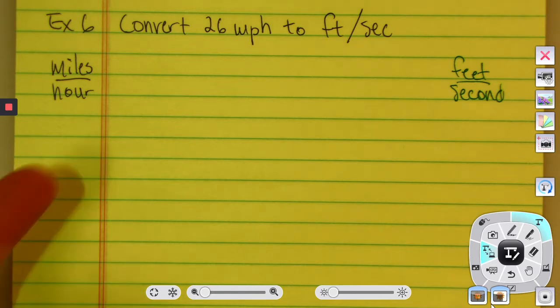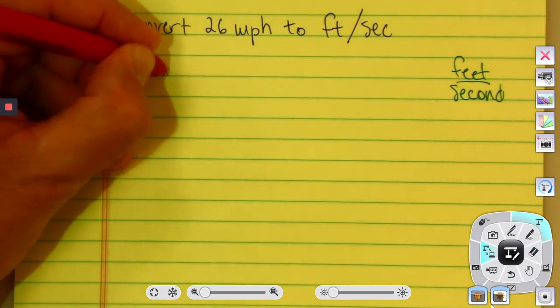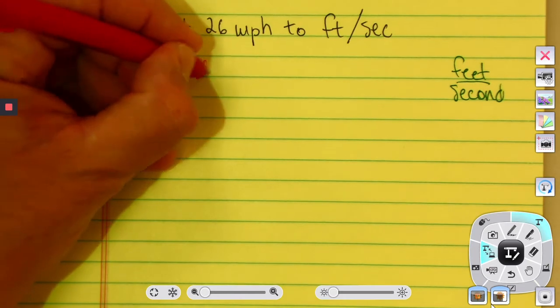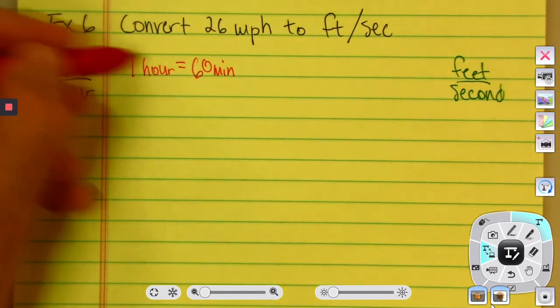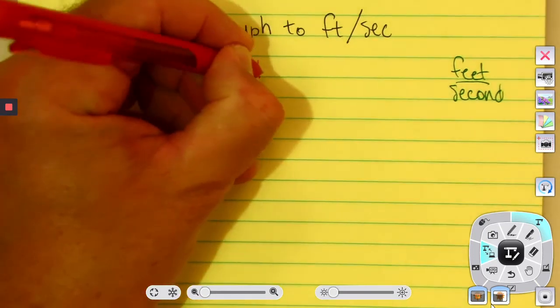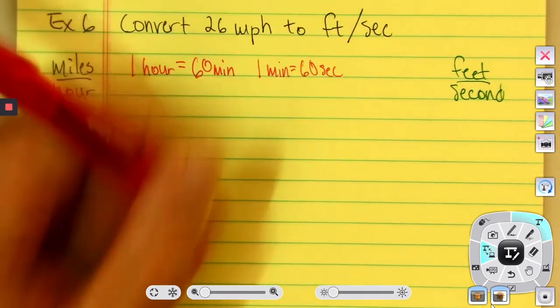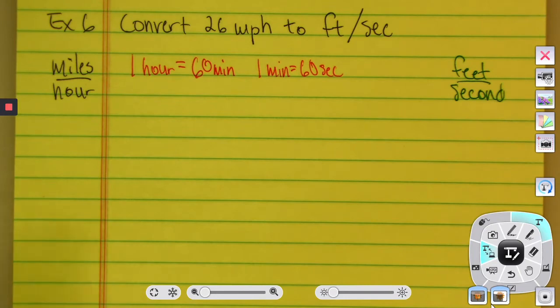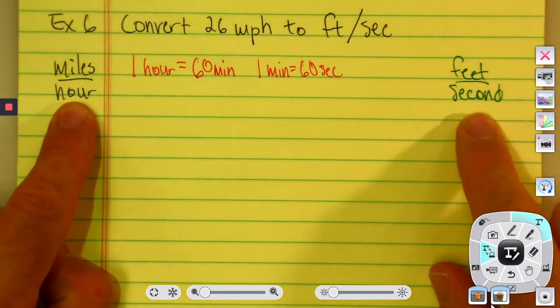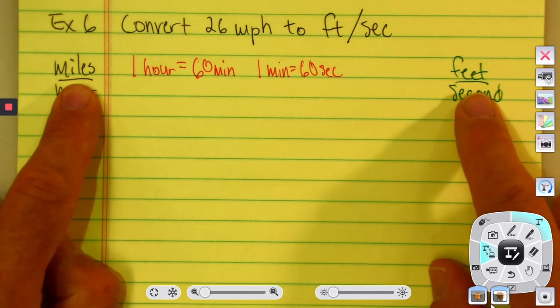Well, I know from hours to seconds, there's a couple I'm going to need there. For one, I don't know how many seconds there are in 1 hour, but I know that there are 60 minutes in 1 hour. And I know in a minute there are 60 seconds. So I've taken care of this conversion here in the denominator, going from hours to seconds, that unit of time.